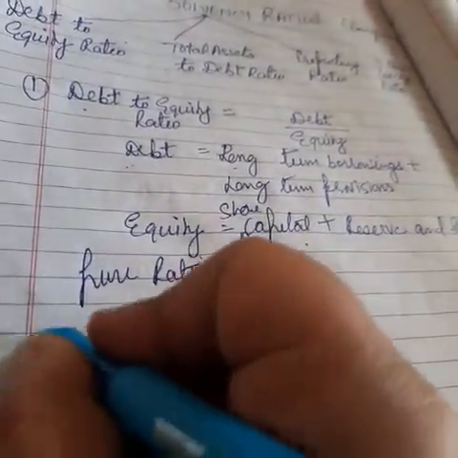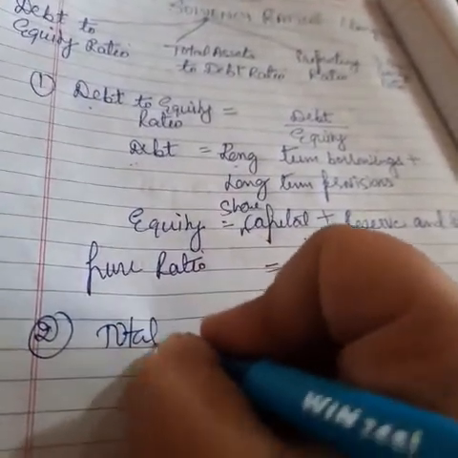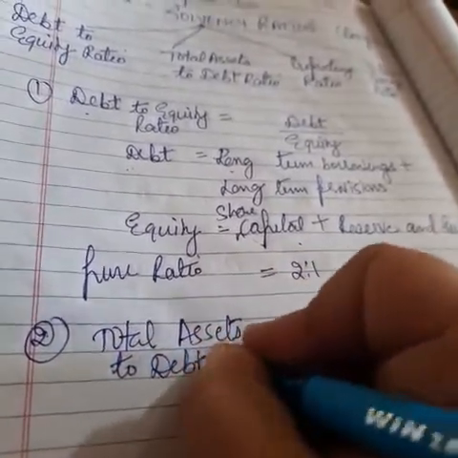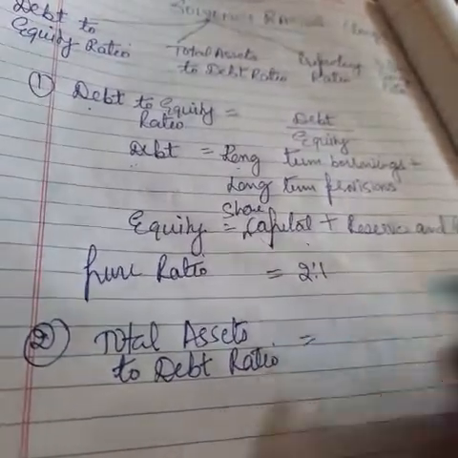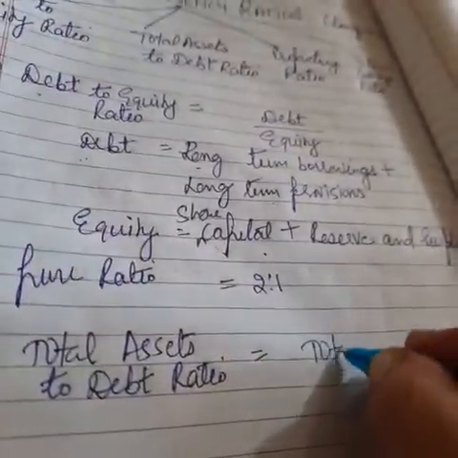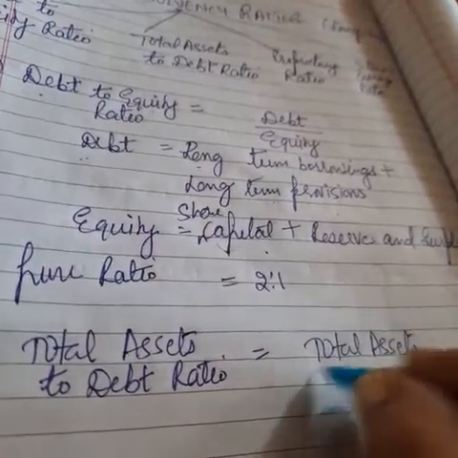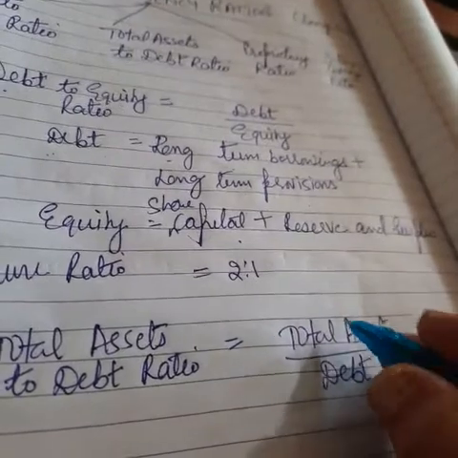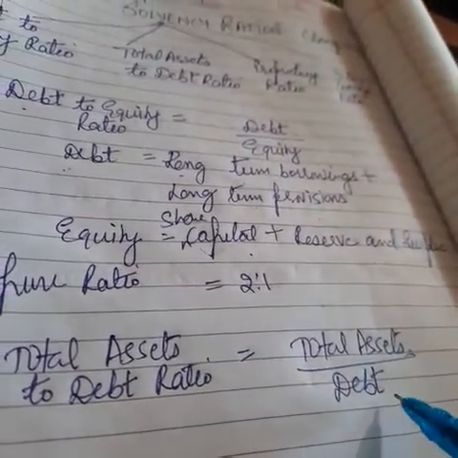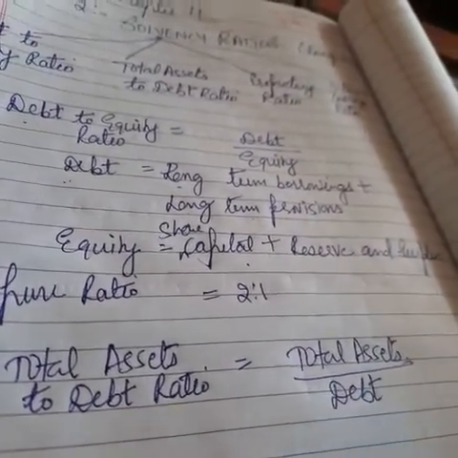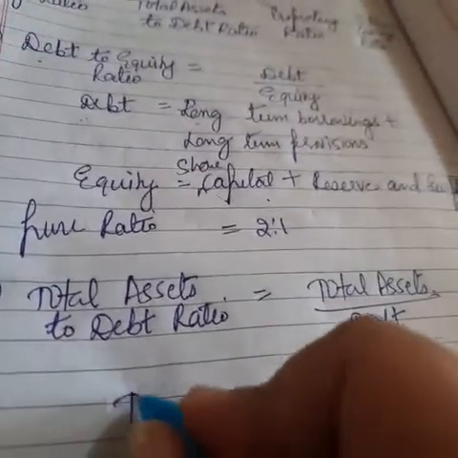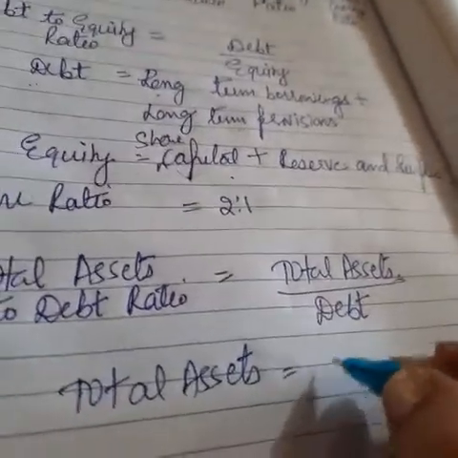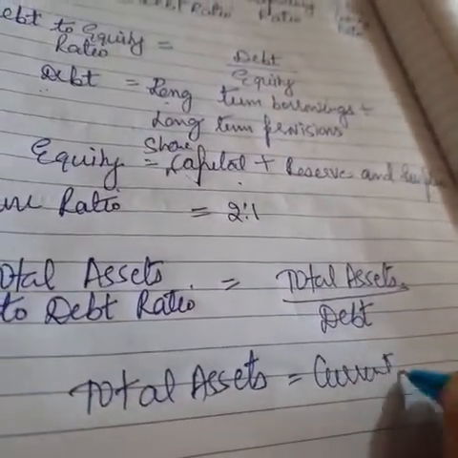Okay, so the next ratio is total assets to debt ratio. So how we have to compute this? This is total assets upon debt, means we have to find the combination. We have to relate our total assets to the total debt that we have taken from the outsiders. Now total assets, you all know that total assets means all assets, whether current plus non-current.